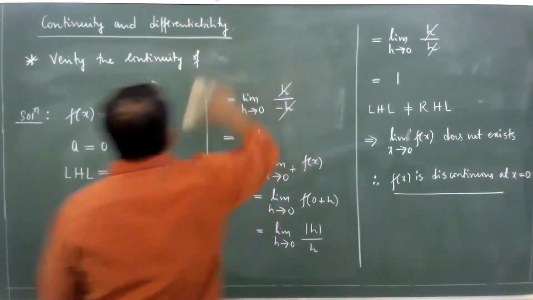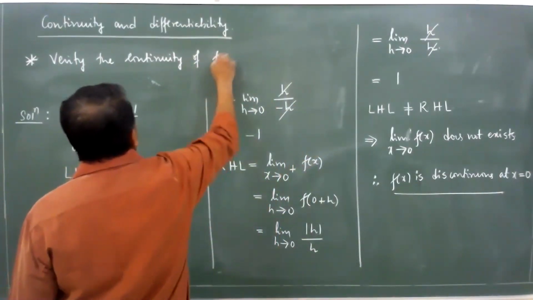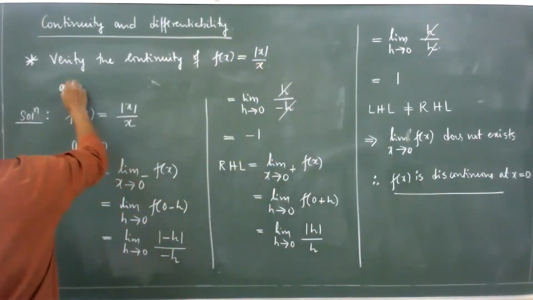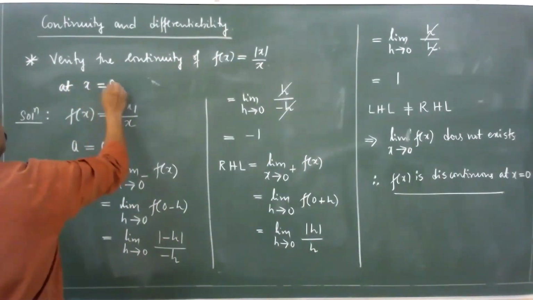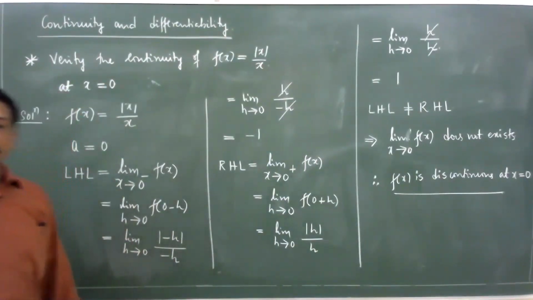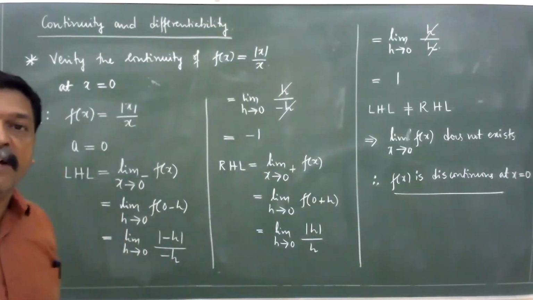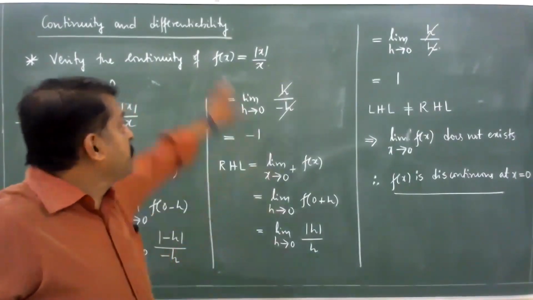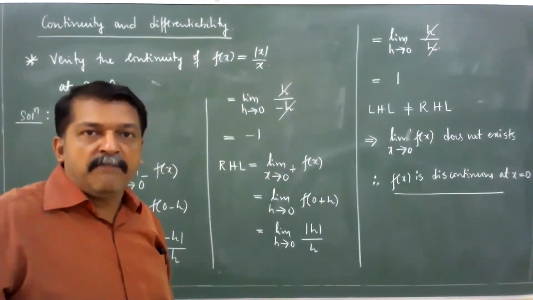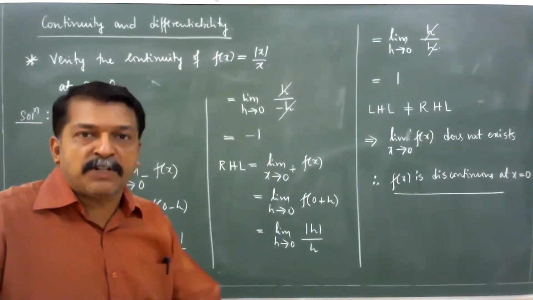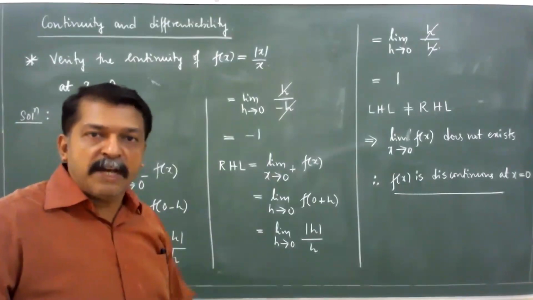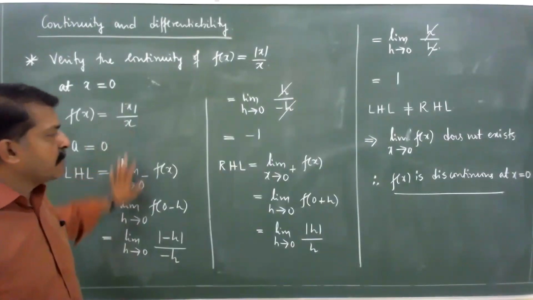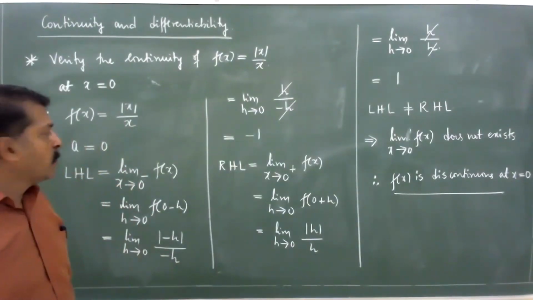What is that original problem? Continuity of f of x is equal to modulus x by x at x is equal to 0. Your observation, the function is not defined at x is equal to 0 in the beginning, is a good observation. But if they give the function in a different way, if they give the value of the function at x is equal to 0, then you have to calculate LHL and RHL. Just for example, I have given this method. I hope you understood.